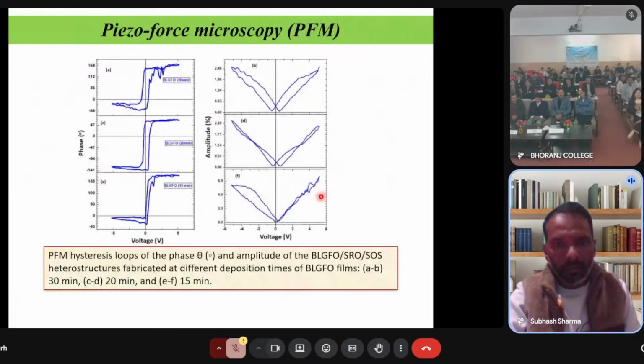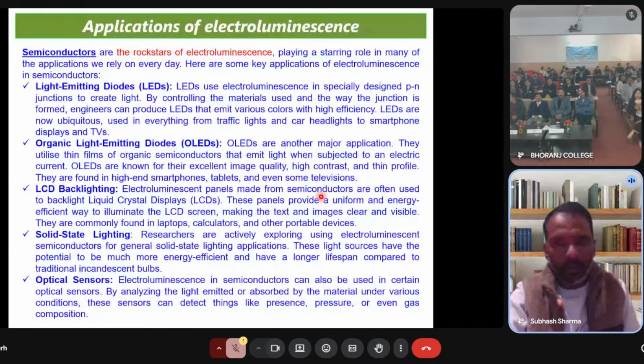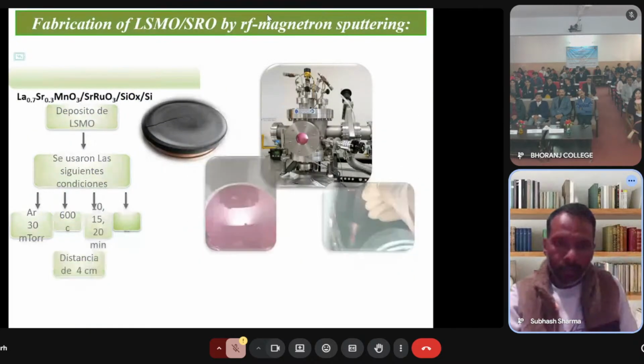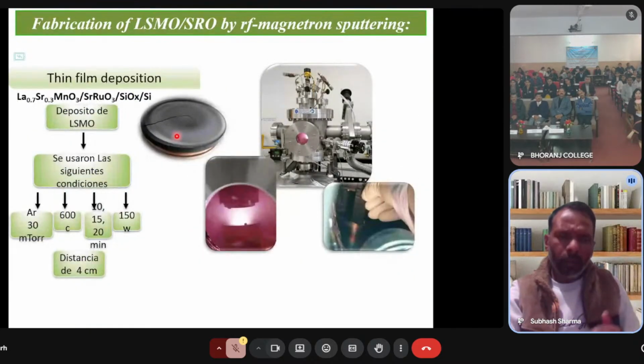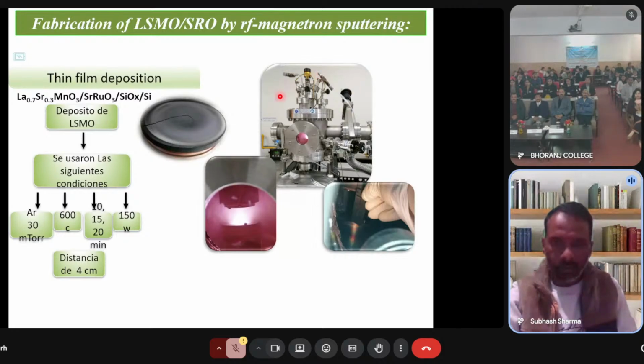Let me see if I can show you this. So whatever material you need to deposit, we need to make this 2-inch target. And this is the chamber, this sputtering chamber, this is the plasma. So in the bottom place, they have this target.